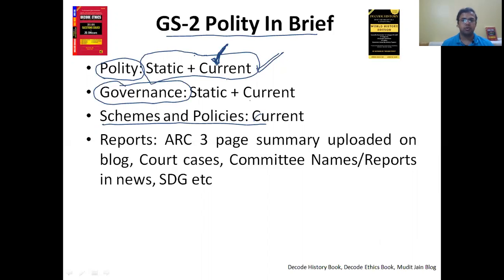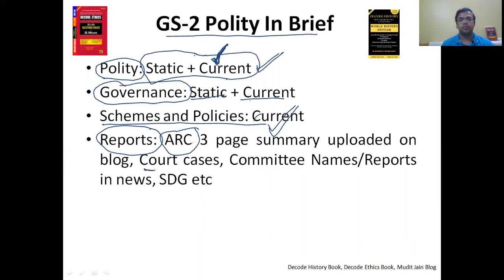Second part is governance. Again, it has static and current mixed type of questions. Schemes and policies are of course current based. And lastly, there are reports. So as I have told you previously in GS1 answer writing sessions, we need to quote reports. ARC is a very important report. As we proceed in the sessions, I'll tell you how to use ARC even without reading it. I never read ARC, but I use it massively.